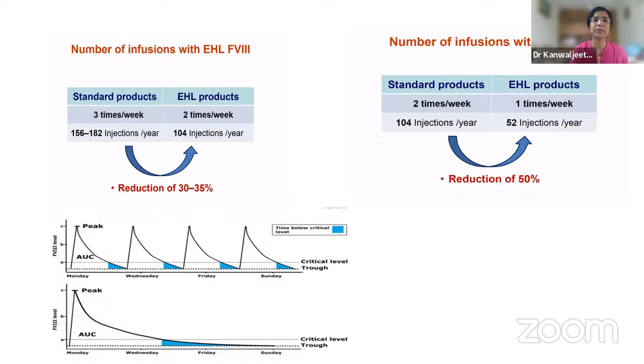Because we know that factor VIII circulates in our body in combination with von Willebrand factor. And the half-life of von Willebrand factor is 16 hours. So whatever we give in whatever form is going to ultimately combine with the von Willebrand factor in circulation, and its half-life will remain almost the half-life of von Willebrand factor.